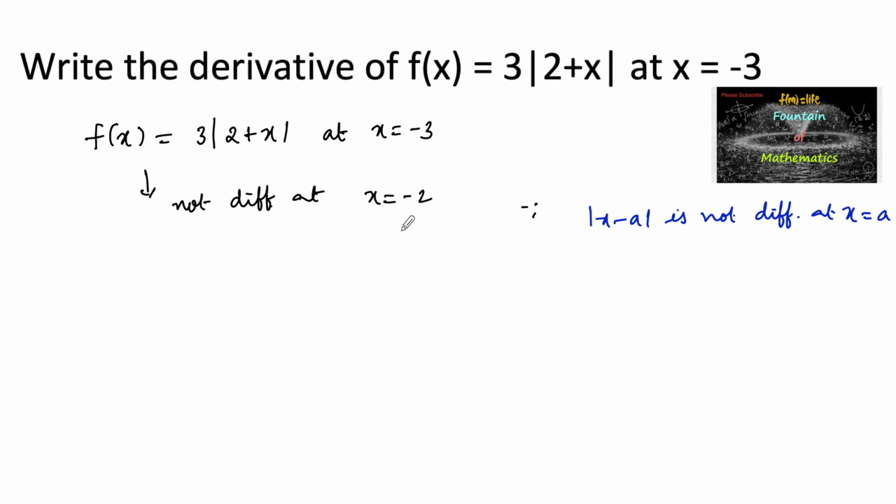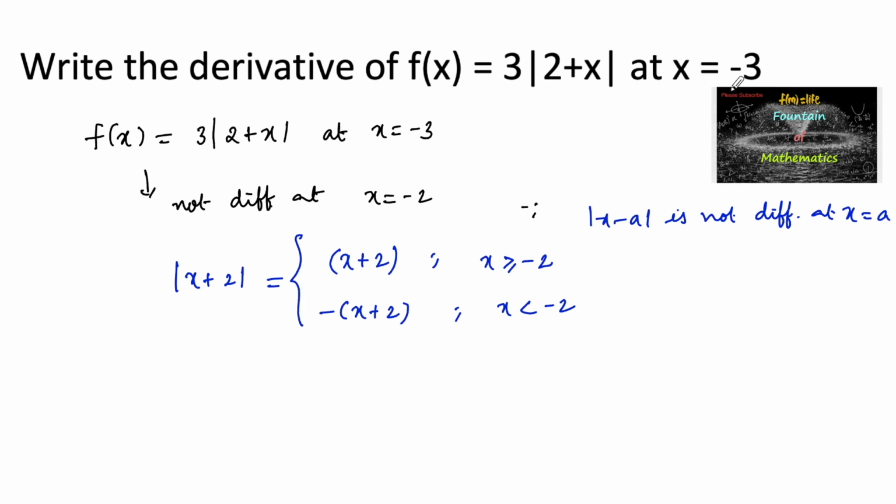and minus 3 is less than negative 2, so we can write mod of x plus 2, that is mod of 2 plus x, can be written x plus 2 when x is greater than or equal to negative 2, and we can write negative of x plus 2 when x is less than negative 2. Since x is equal to negative 3 which is less than minus 2, so we can write the function f of x is equal to, we can consider minus 3 times of x plus 2 for x is less than negative 2. So let us find the differentiation even in this interval.